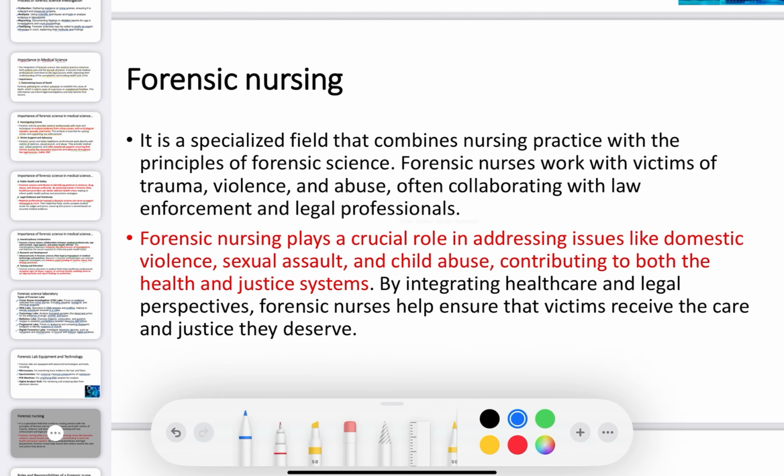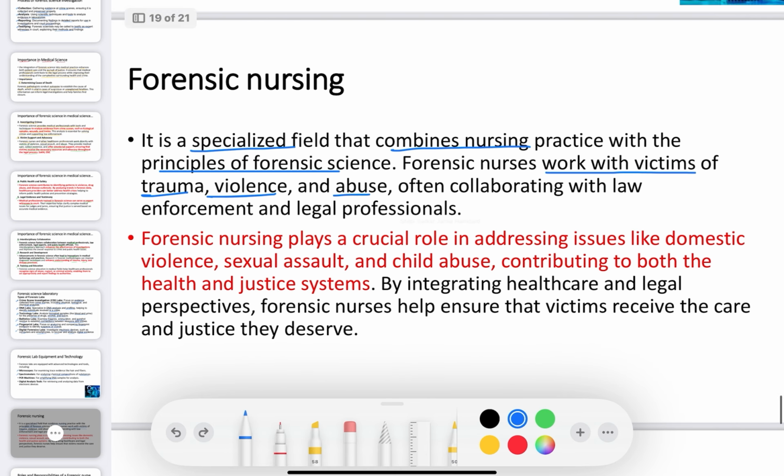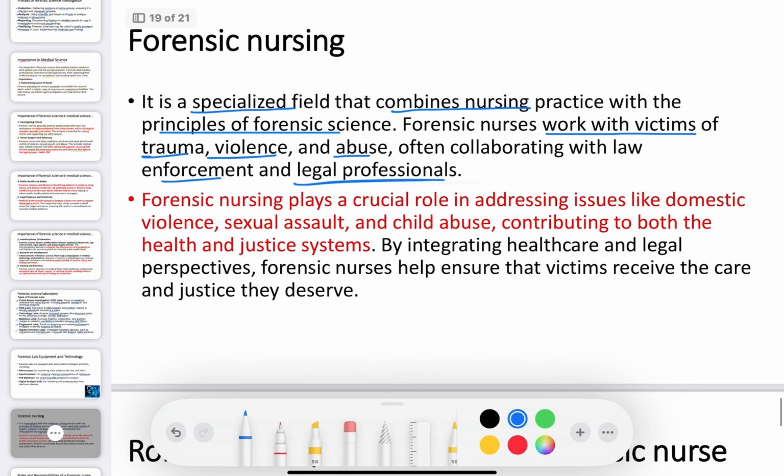Now comes forensic nurses. It is a specialized field that combines nursing practice with the principles of forensic science. Forensic nurses work with the victims of trauma, violence, and abuse, often collaborating with law enforcement and legal professionals.